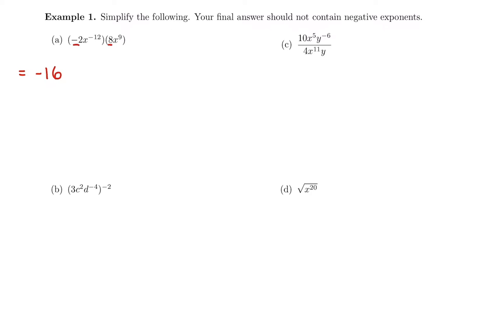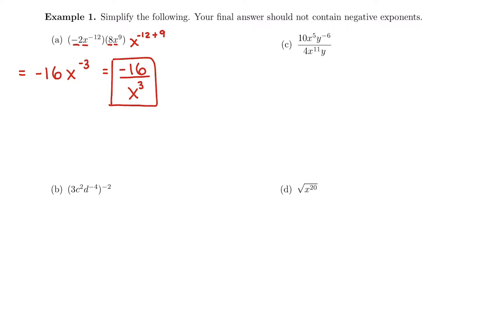But now with properties of exponents, multiplying bases means adding powers. So when you have x's in here whose bases are multiplied, you're going to add those two powers. So I'm going to do negative 12 plus 9, which is going to give me x to the negative 3. This is not my final answer though, because my answer should not have any negative exponents. So I'm going to leave that number just as it is, but if I have a negative power, I'm going to move that to the denominator. So negative 16 over x to the 3.